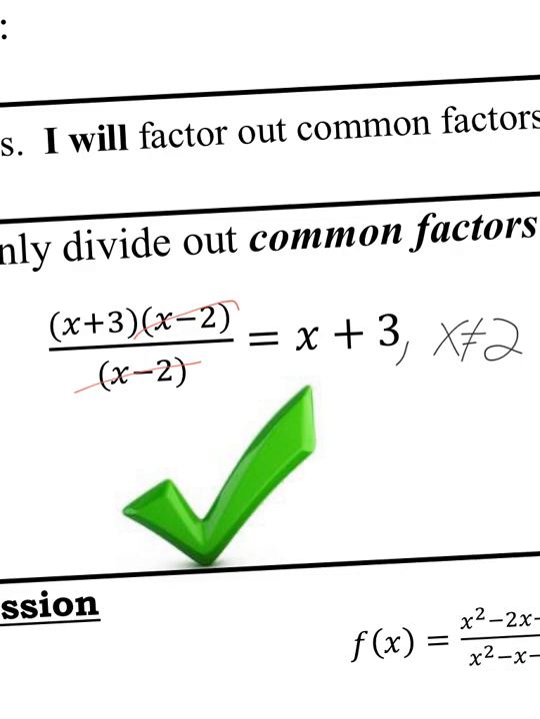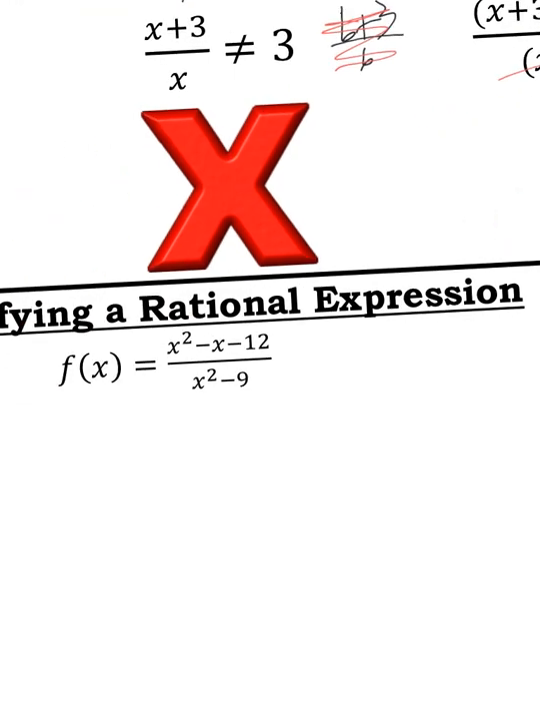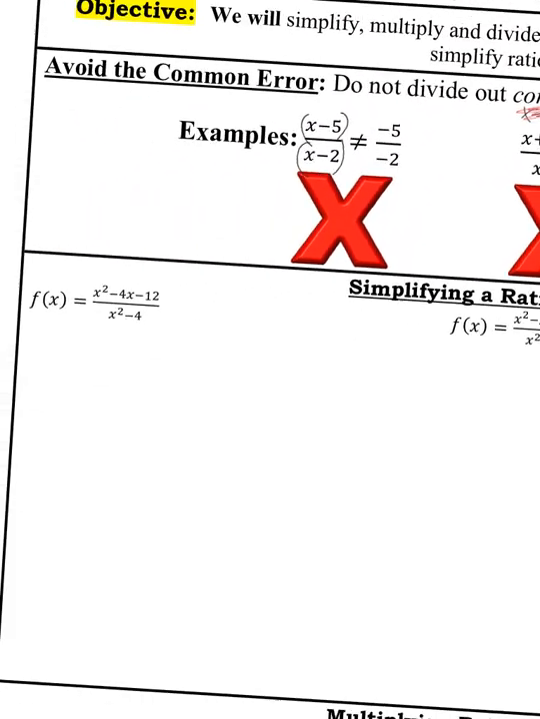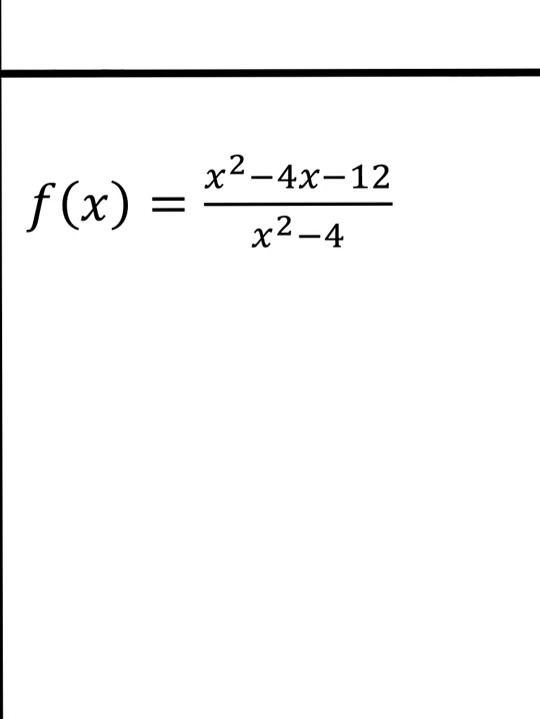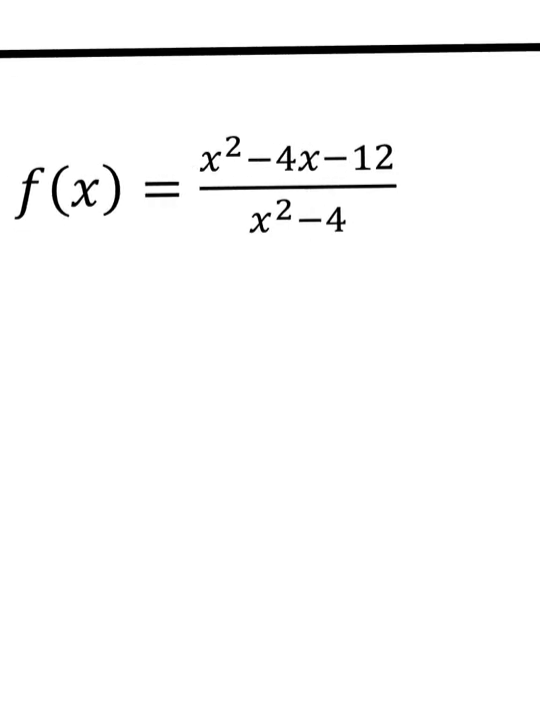The short explanation is whatever you see on the bottom of the fraction, you need to write down where the domain is restricted before you start canceling anything out. So let me show you what I mean with a new example. x squared minus 4x minus 12 over x squared minus 4.